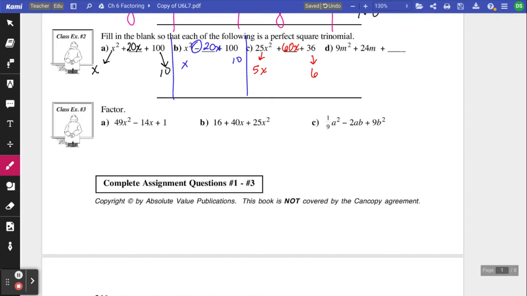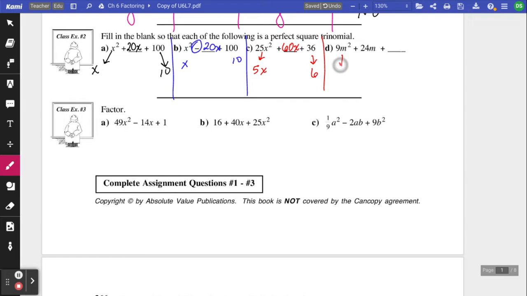Last one. Ooh, a little harder. Who can do it? Where do you get the other 30x from? Because to be a perfectly square trinomial, there has to be two of them in the middle. There will always be those two terms. I'm going to show you some more in just a minute.